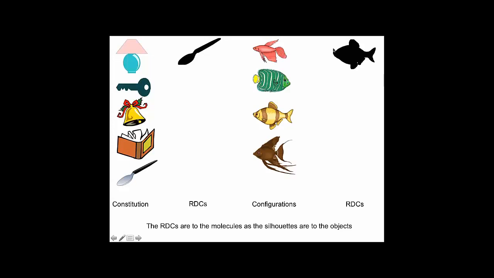and this will be the best fit for this fish. So what I'm getting at here is that RDCs are to the molecules as the silhouettes are to the objects. This is, you know, in layman's language. So how do you explain the fitting? You always have a set of RDCs that will fit to the structure, but there will be one set of RDCs that will fit in the same way that the silhouette fits to the object.